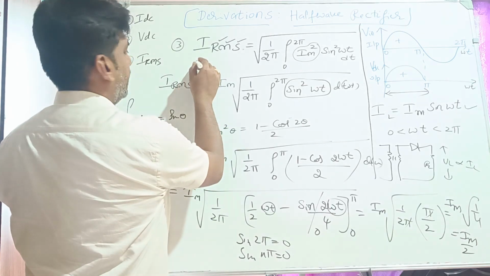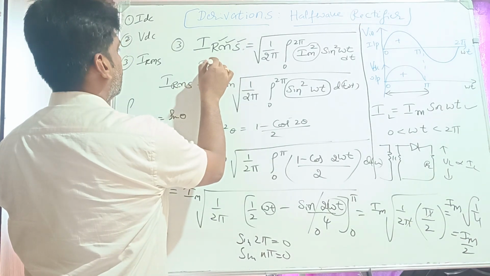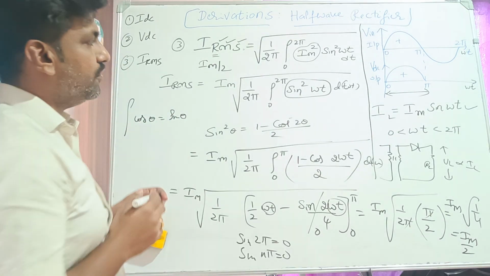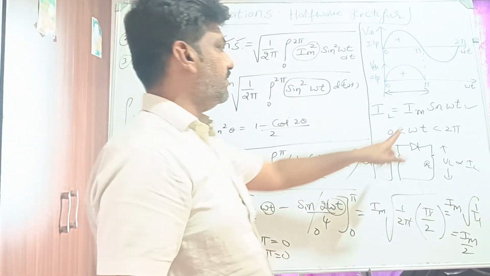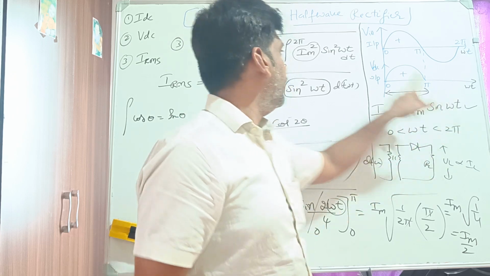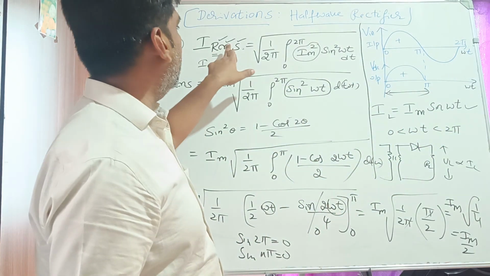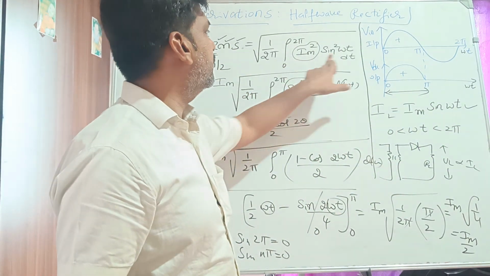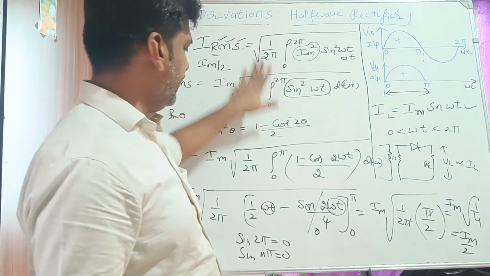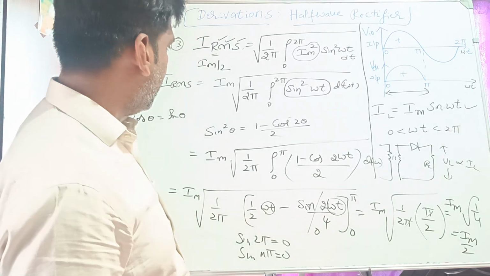So what is the value of IRMS? IRMS value is Im by 2 you will get, right? So this is how we should solve. The basic concept is this one only. With the help of this IL value only, we are taking this. Root means square, means it is squaring this term. Mean means 1 by 2 pi and taking the square root. That is the meaning of this. So that we will get Im by 2.